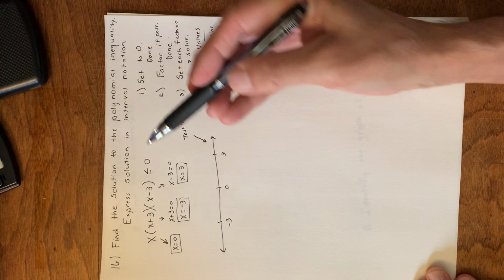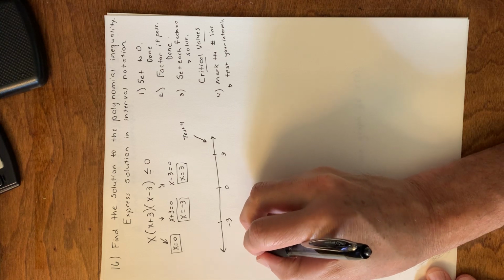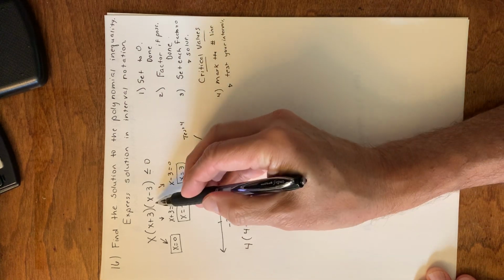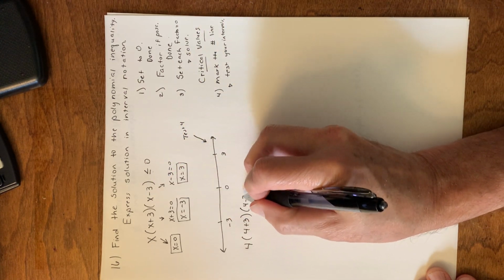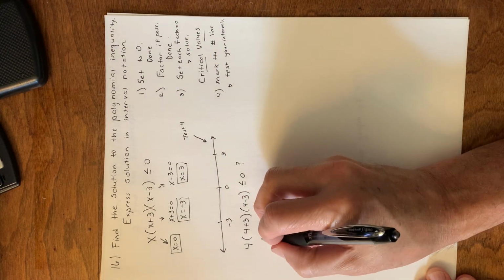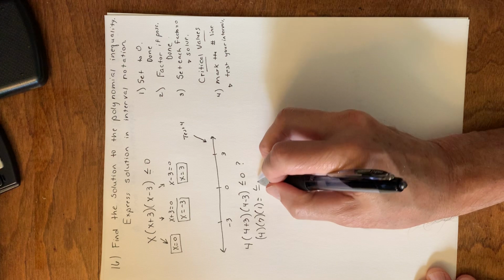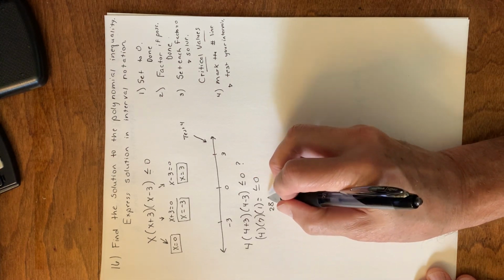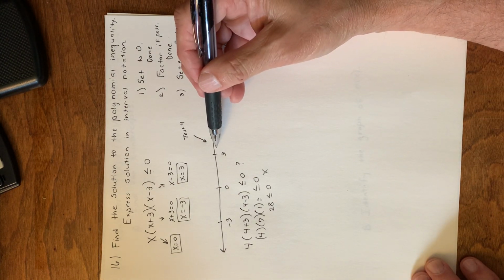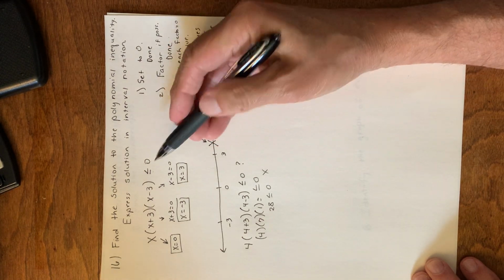What that means when I test 4 is I substitute 4 for x and see if I get a true statement. So 4 times 4 plus 3 times 4 minus 3. I'm wondering if that product is less than or equal to 0. I don't know, let's find out. That's 4 times 7 times 1, less than or equal to 0. No. 28 is less than or equal to 0? Nope. So that tells me that this interval, this part of the number line, fails. It is not a solution to my inequality.